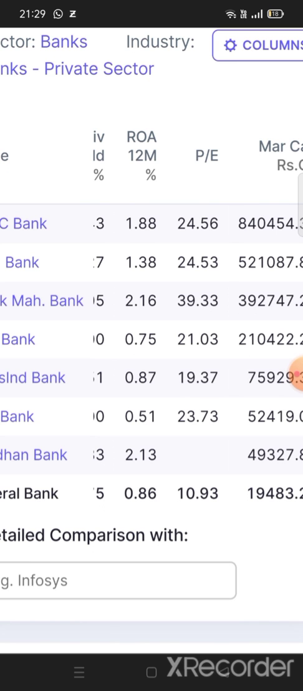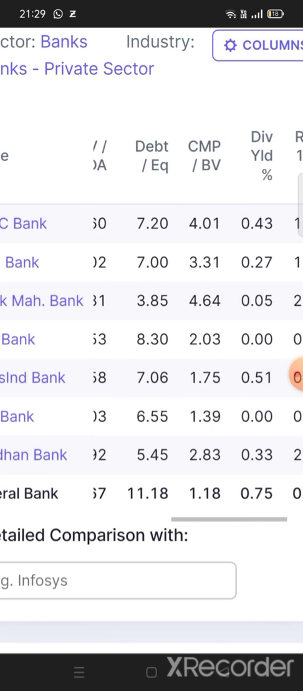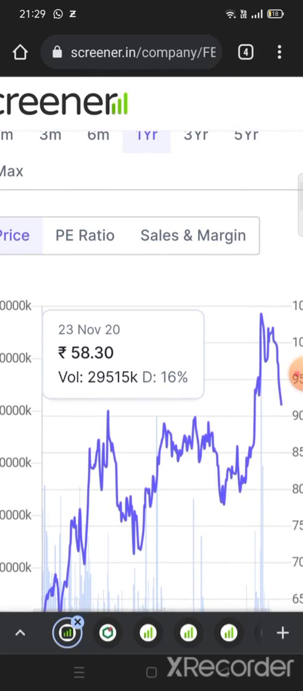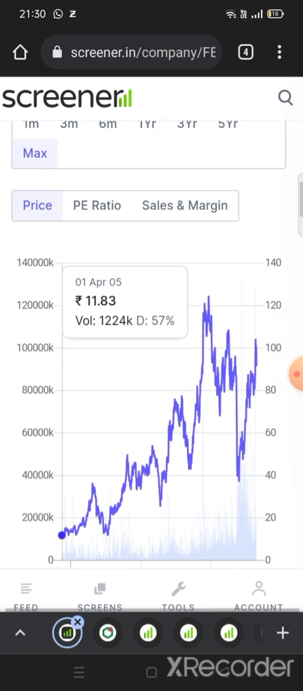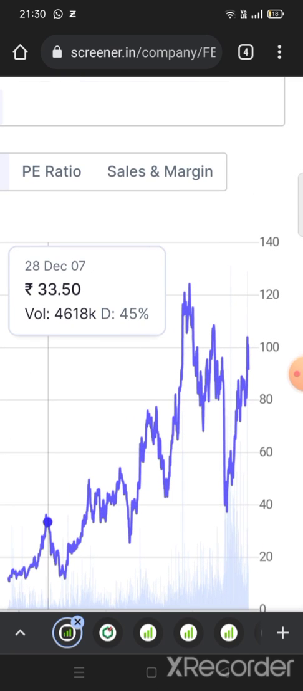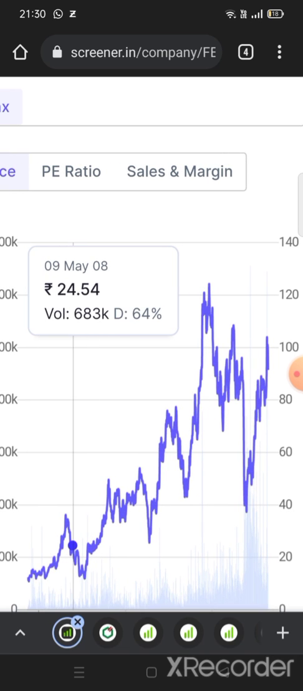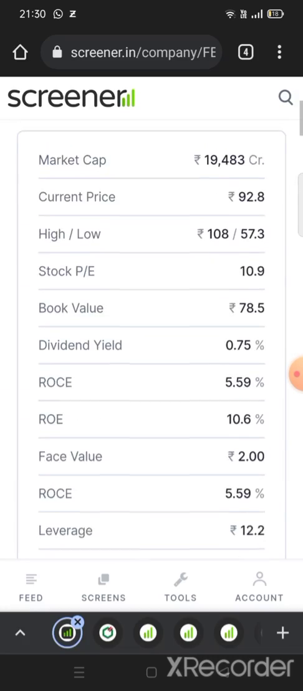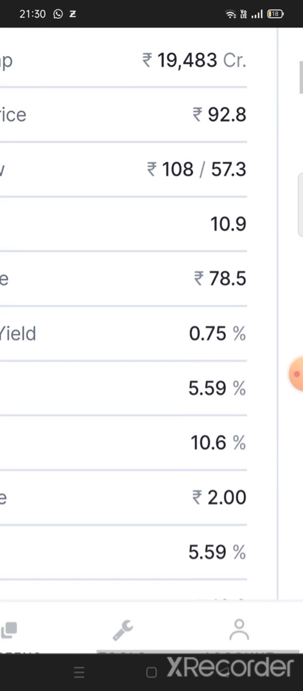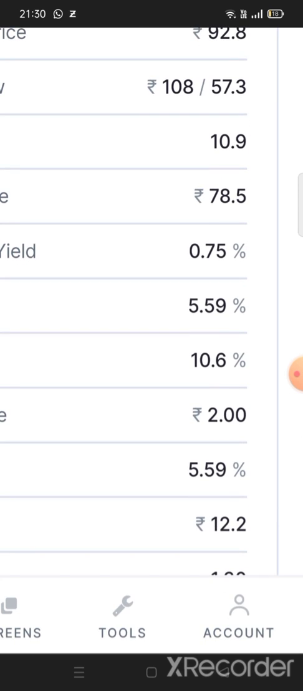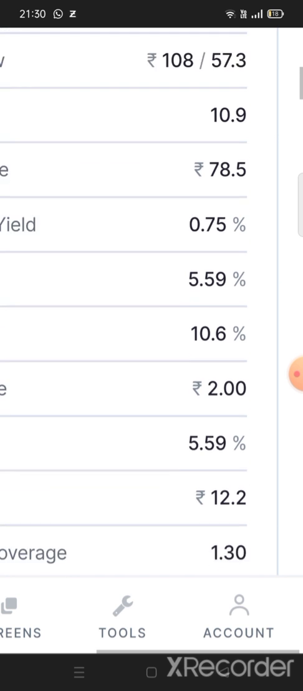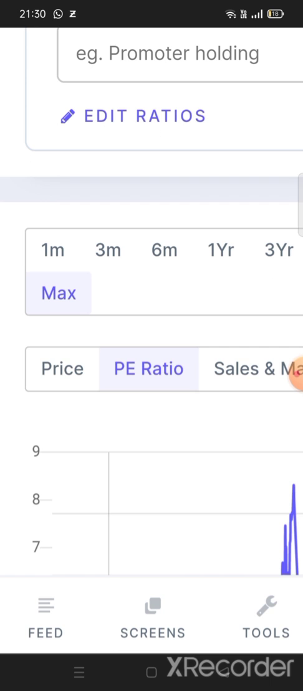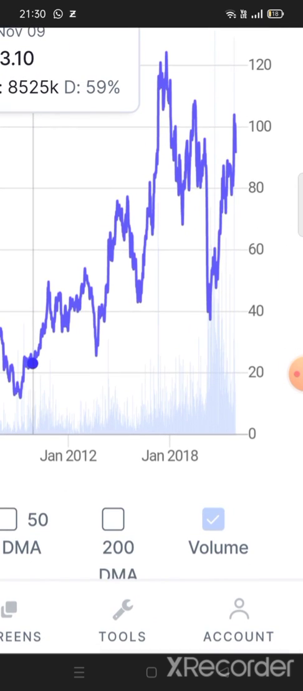So this price to book value is actually applicable for the banking companies. And if you see the Federal Bank, the maximum price, if you see, is around 125 or something. So the company is now trading actually cheaper than the lifetime high share price. And if you see the PE ratio, the median PE ratio is 12.2. The current PE ratio is 10.9. So it looks to be having some margin of safety, assuming it will sustain the fundamentals and it will hit the maximum price, which it had actually hit sometime in the year 2018 or somewhere.